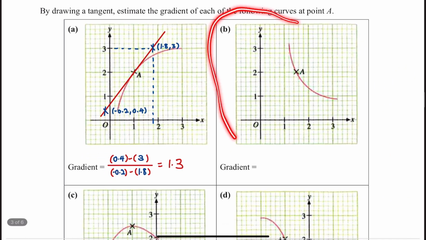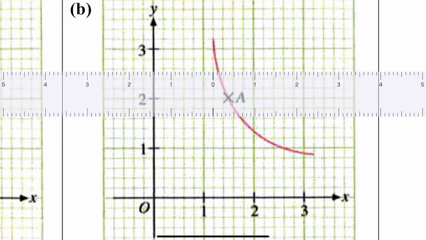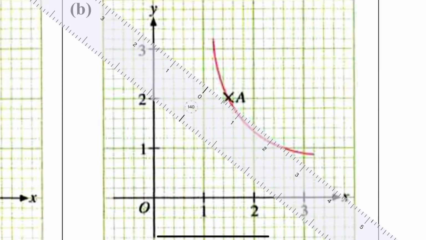Try by yourself first. Pause this video, try drawing the tangent to this curve by yourself first, then continue playing this video to see how we draw the tangent. Okay, so now I'll try. Same thing. For part B, I'll place my pencil at point A. Now I'll put my ruler here. I will tilt my ruler at point A.